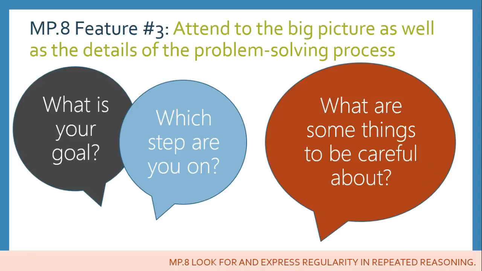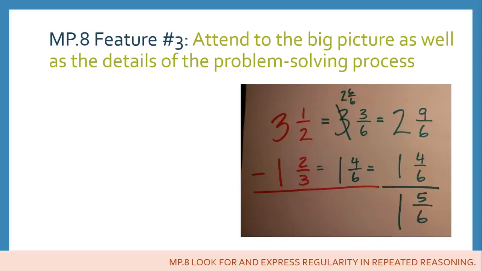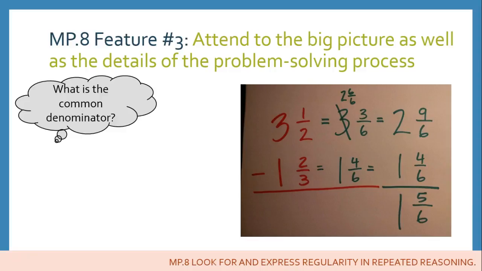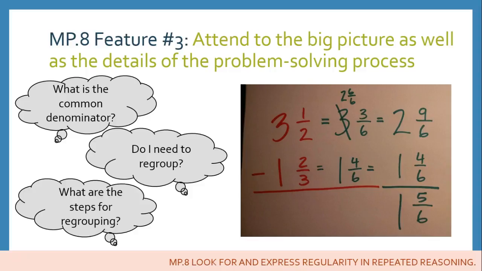For example, at a lower level, students could attend to the big picture as well as the details as they subtract fractions and have to regroup. There are many steps to this process. In the big picture, students need to think about whether or not they need to regroup, and at the detail level, they need to remember the steps to accurately perform that process.